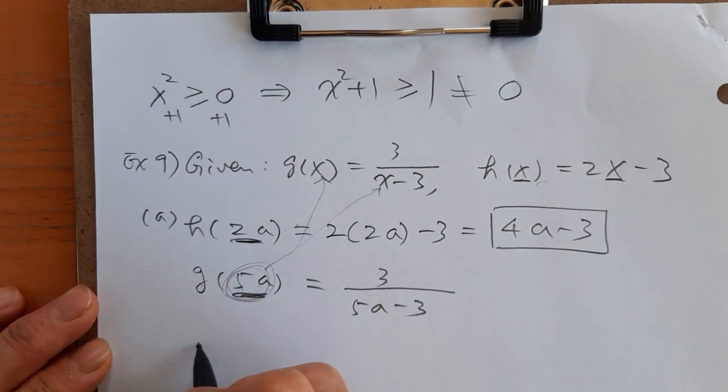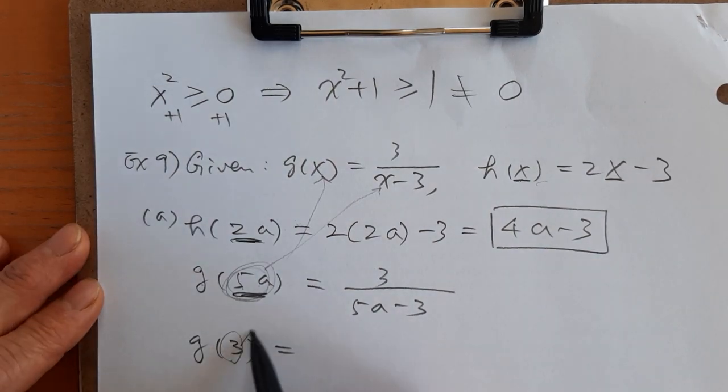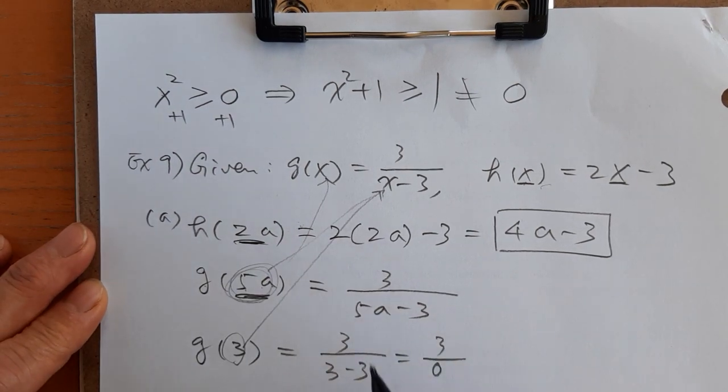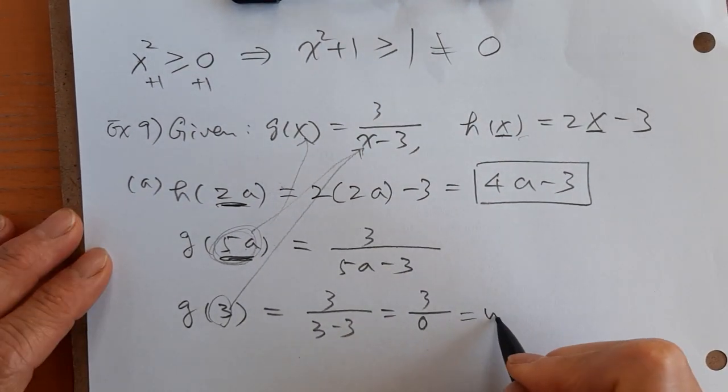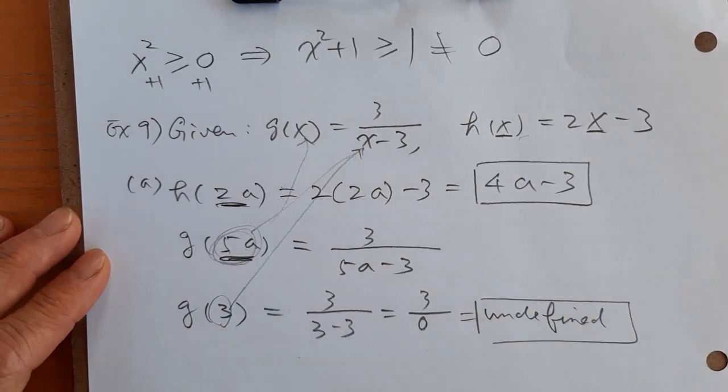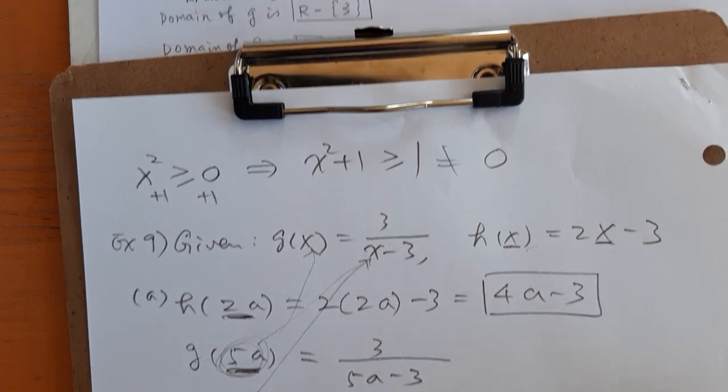Another one, find out g of 3. g of 3, you put this 3 into the g function. So you get 3 minus 3, and you get 3 over 0. 3 over 0 is undefined. We cannot divide by 0. There's no answer, undefined. g of 3.